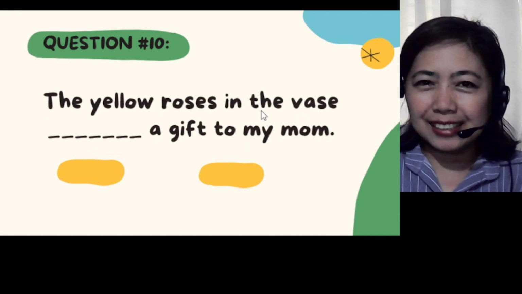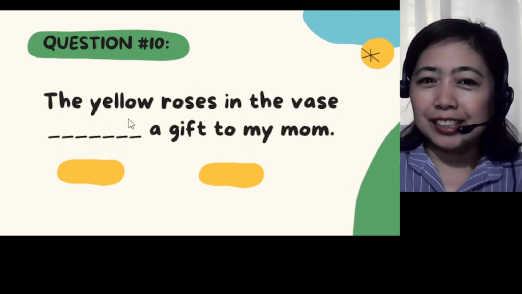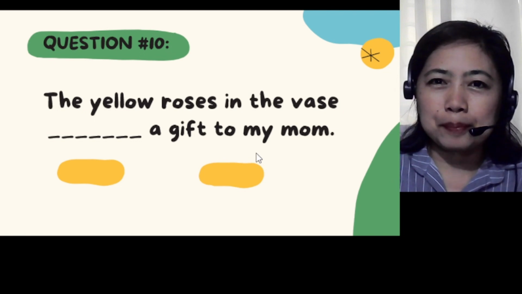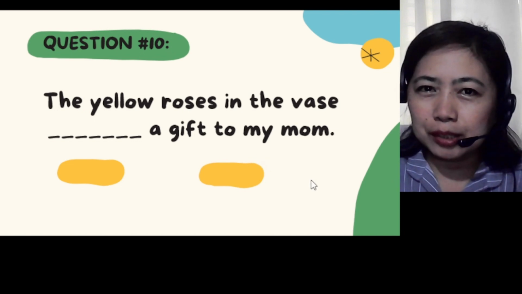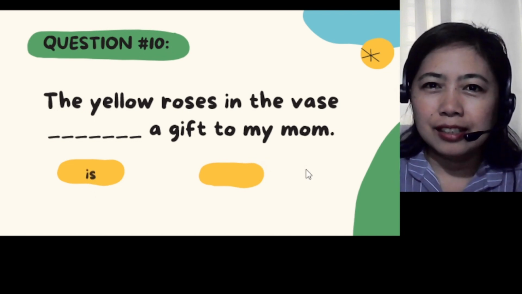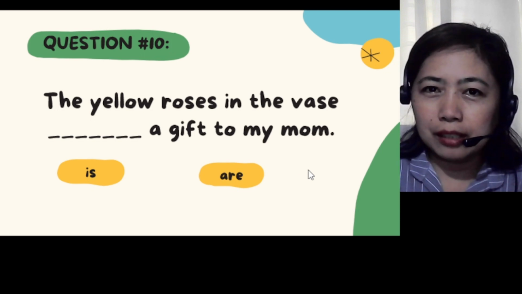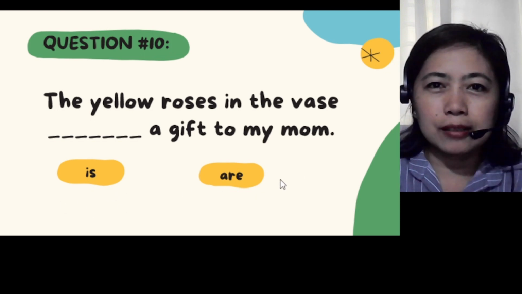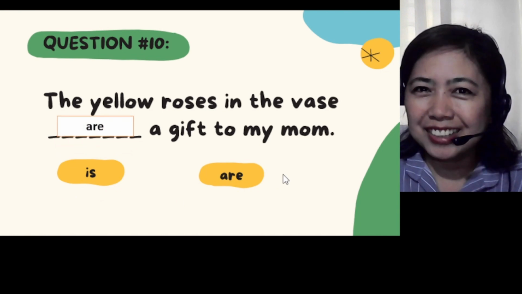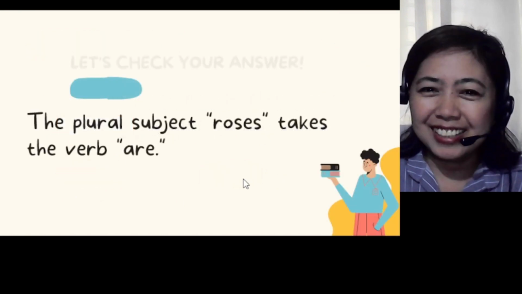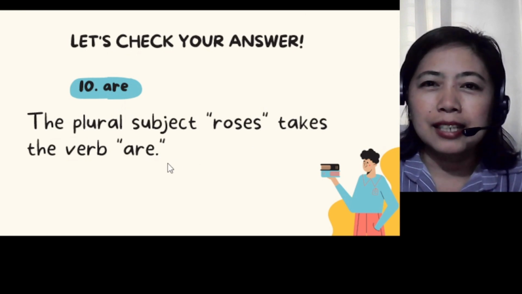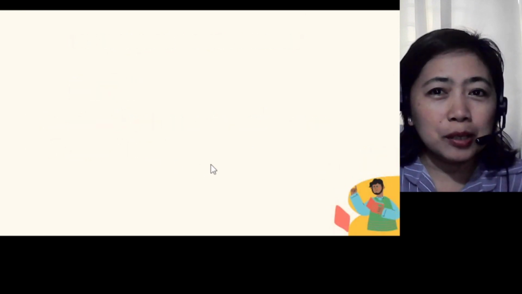For the last sentence of our lesson today: the yellow roses in the vase blank a gift to my mom. Again, please look at the subject. Find the subject carefully and decide if it should have a singular or plural verb. Should it be is or are? We have it here: are. Why? The subject here is roses. So that's why it has the verb are. I hope you got it right there.